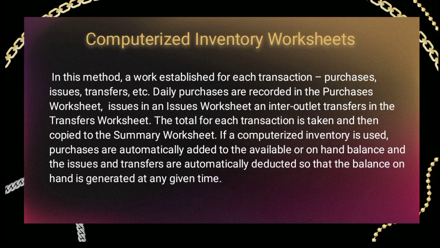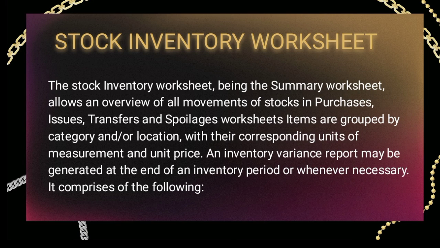In the consolidated summary worksheet, the total available is generated by adding the beginning inventory and total purchases. From the total available, deduct all issues, transfers, and spoilage, and the result is the expected balance. If the stock clerk wants to know the on-hand quantity for the purposes of making an order, he will just refer to this inventory worksheet. So, the stock inventory worksheet guidelines.